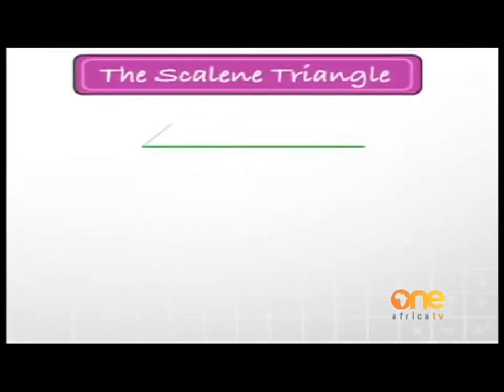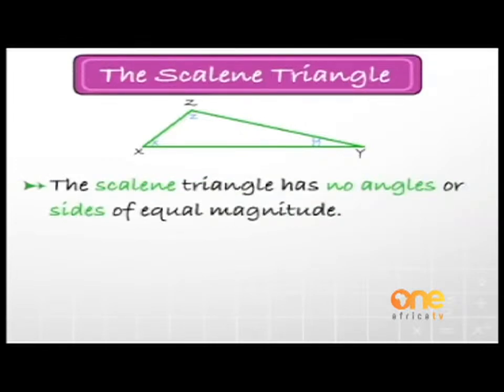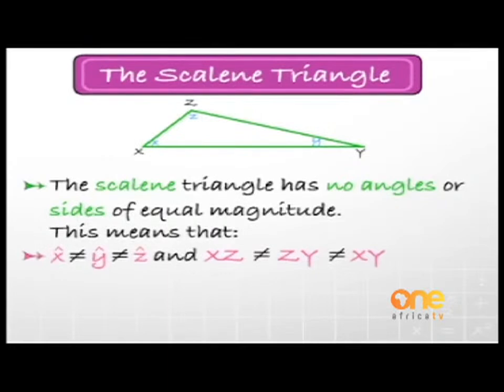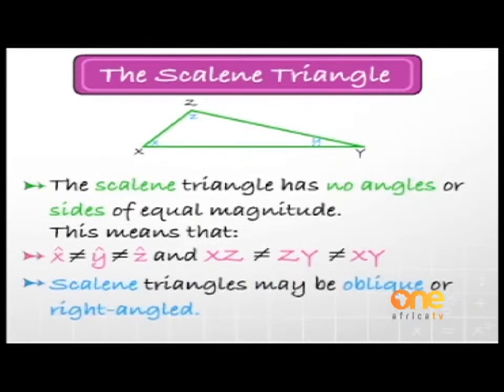Moreover, an isosceles triangle may be right-angled or oblique. And finally, number three, we have the scalene triangle. The scalene triangle has no angles or sides of equal magnitude. Referring to the diagram, this means that angle X is not equal to angle Y, which is not equal to angle Z, and side XZ is not equal to side ZY, which is not equal to side XY. Scalene triangles may be oblique or right-angled.